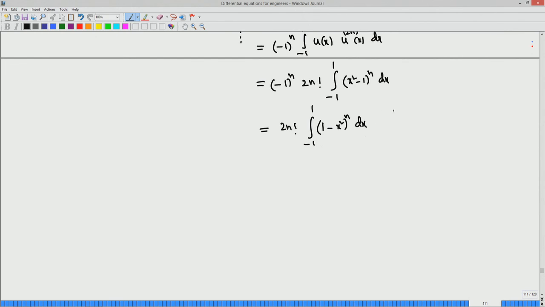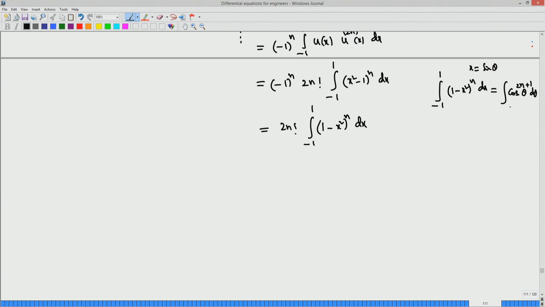Now, this you can evaluate in many ways. One way is integral minus 1 to 1, 1 minus x square power n dx. If you put x equal to sin theta, 1 minus sin square theta is cos square theta, so cos power 2n theta, and dx is cos theta d theta. So, cos power 2n plus 1 theta d theta. Okay, that is what you have.